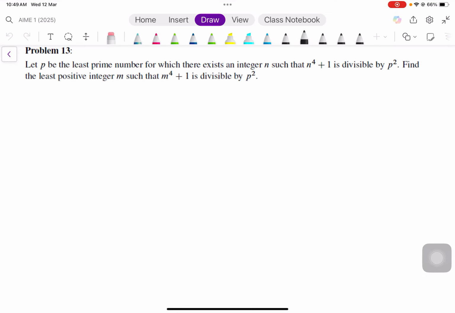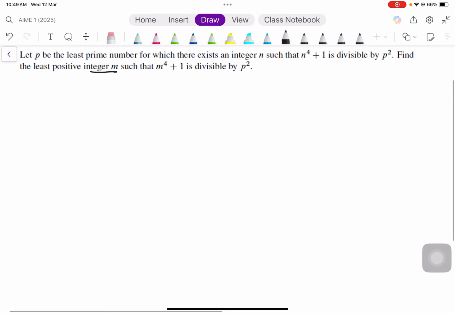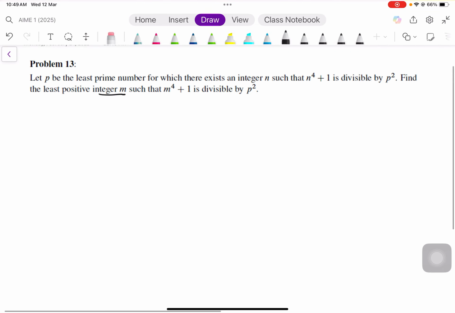Let p be the least prime number for which there exists an integer n such that n to the power of 4 plus 1 is divisible by p squared. Find the least positive integer m such that m to the power of 4 plus 1 is divisible by p squared. That means they want you to find the least integer m.